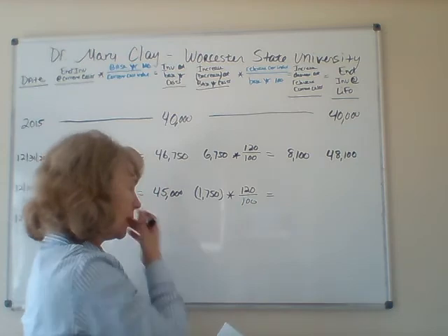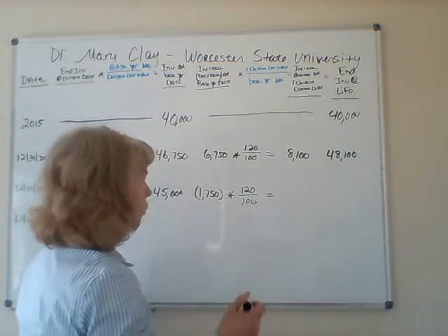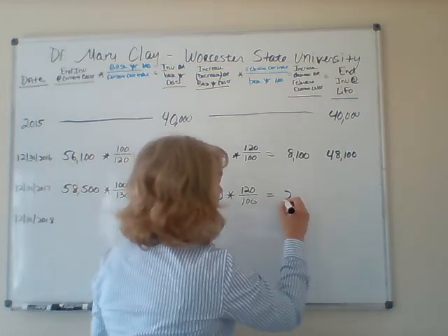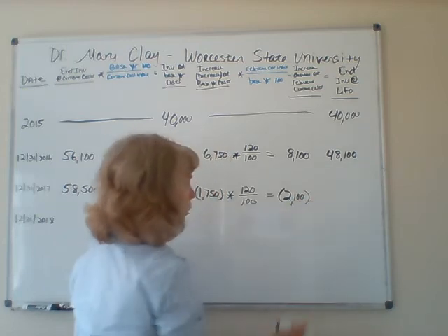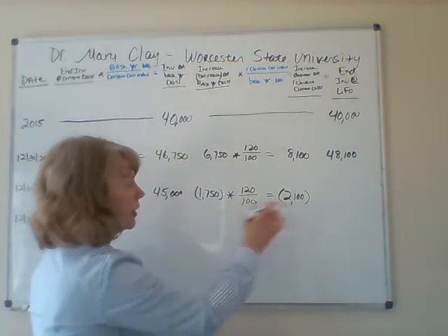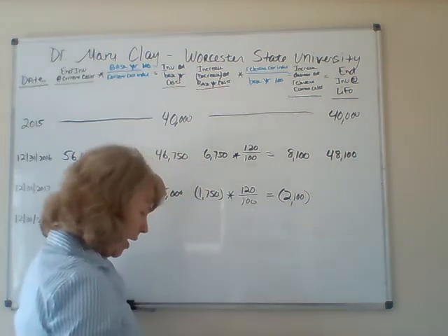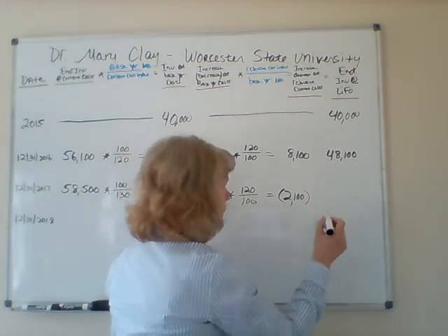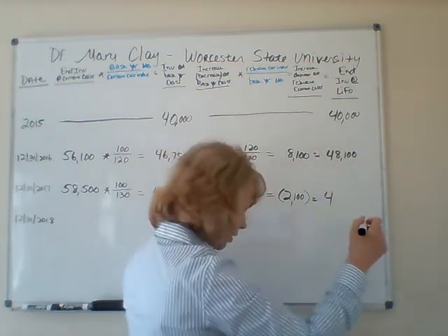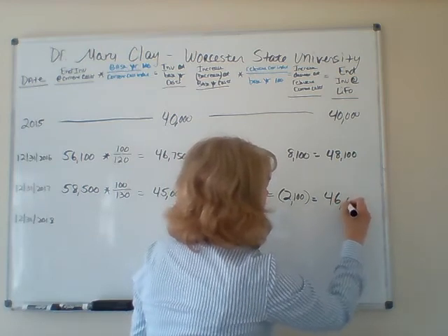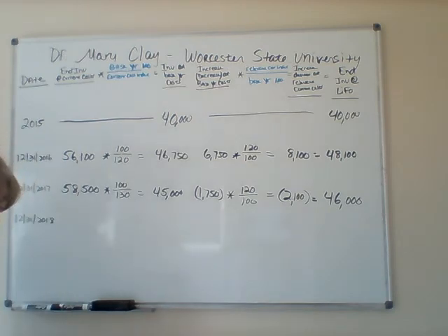I take 1,750, I multiply it by 120 divided by 100, and I get 2,100, and this is negative. All right? Don't forget your parentheses. Now, I'm just going to take my ending inventory, 48,100. I subtract the 2,100, so my final answer, okay, is 46,000 even. Okay, my ending inventory for 2017 is 46,000.